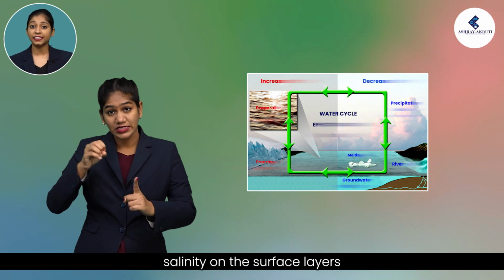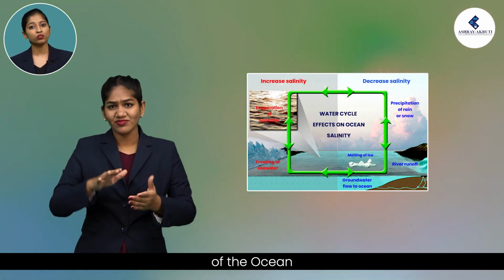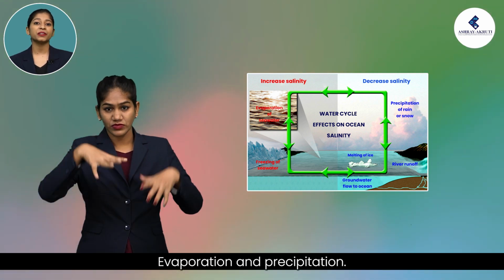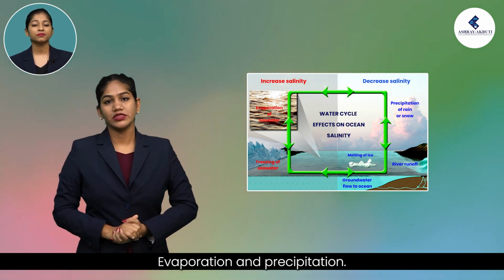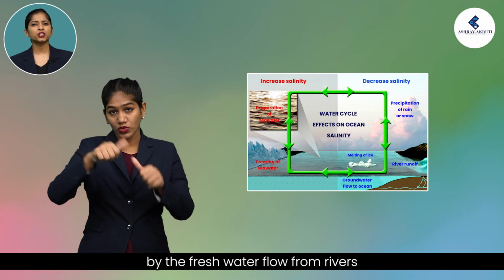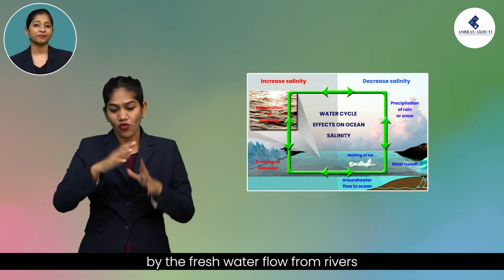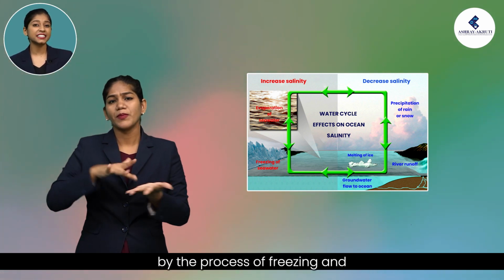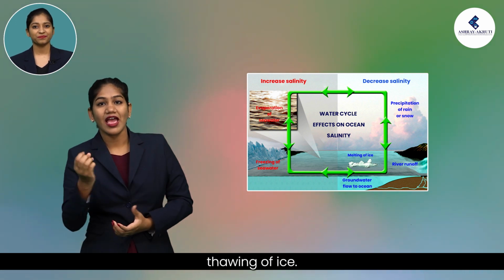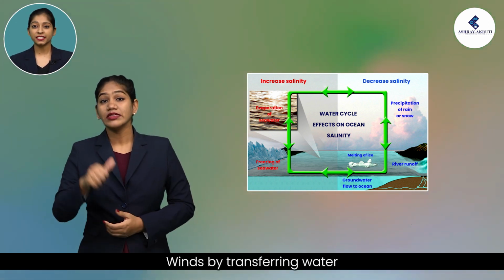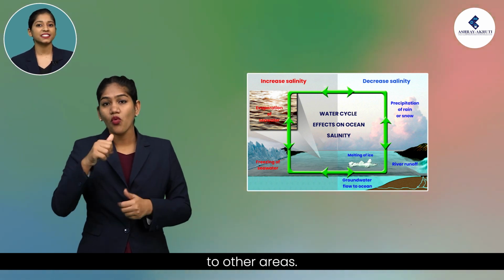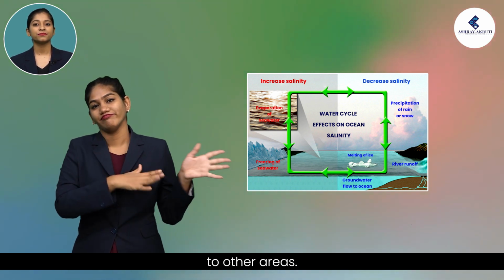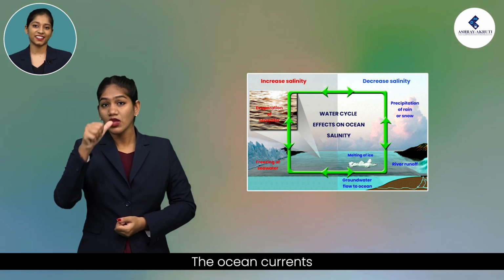Factors affecting salinity on the surface layers of the ocean: evaporation and precipitation; in coastal regions, the fresh water flow from rivers, and in polar regions, the process of freezing and thawing of ice; winds, by transferring water to other areas; the ocean currents.